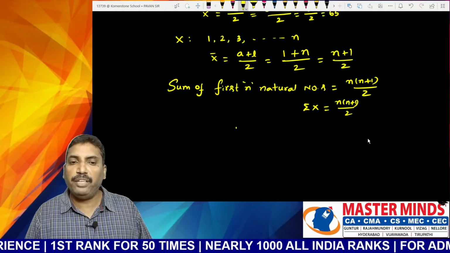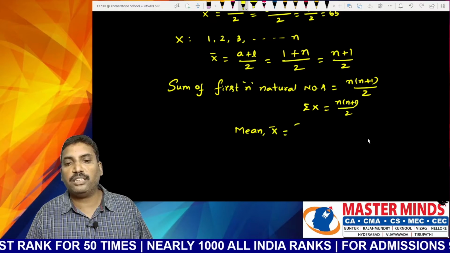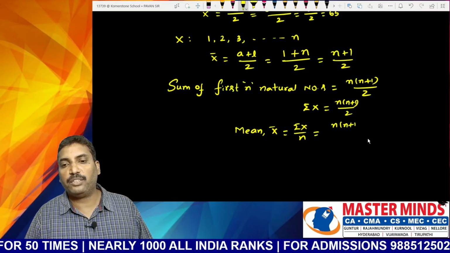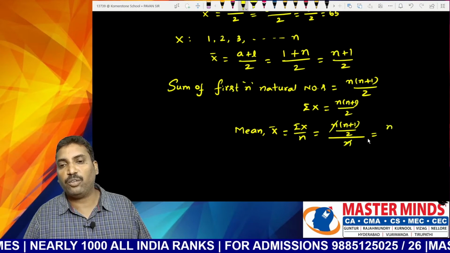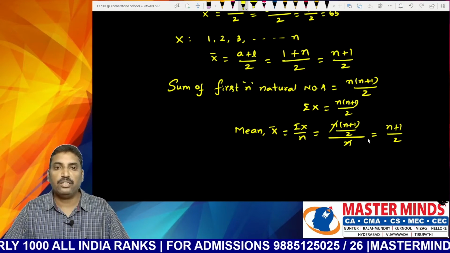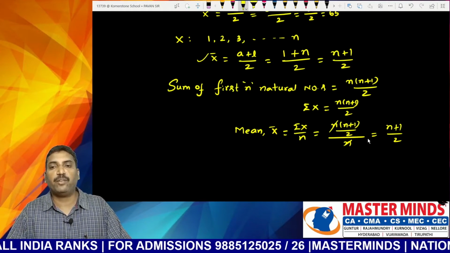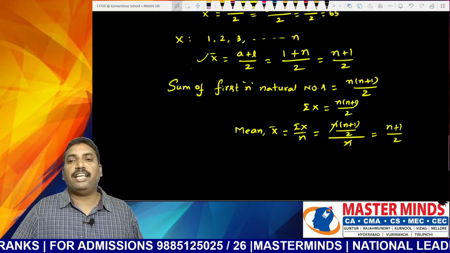Now we require the mean of the first n natural numbers. Mean of the first n natural numbers is nothing but summation of x by n. That is n into (n plus 1) by 2, divided by n. Now you can cancel one n. So what will remain? (n plus 1) by 2. That is the mean of the first n natural numbers. Otherwise, you can use the formula x bar is equal to (a plus l) by 2. You will get (n plus 1) by 2.